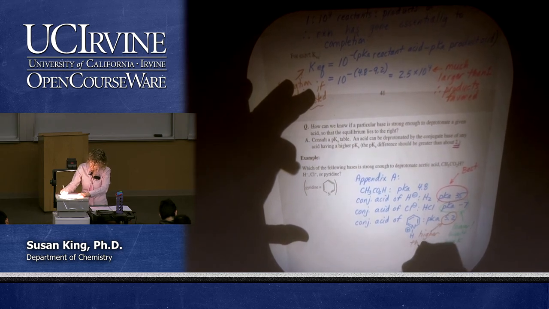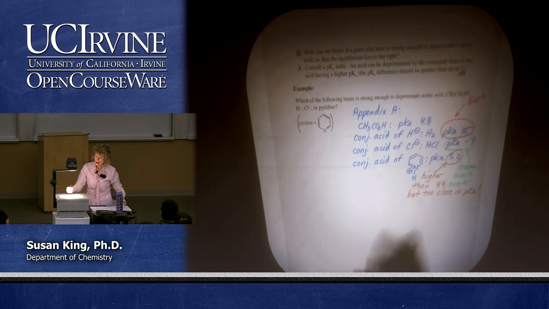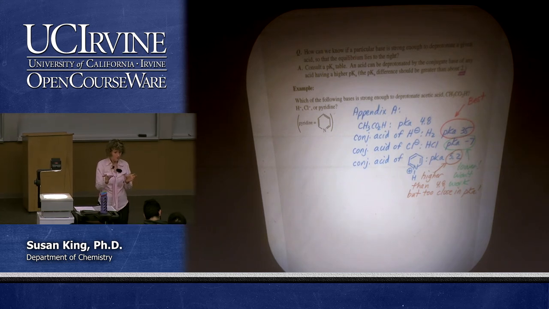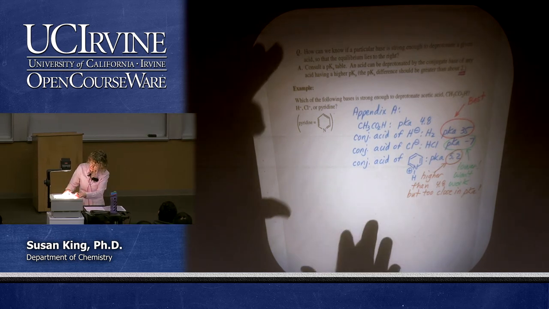So higher than 4.8, but too close in pKa. So that won't work. So what's going to happen is if we use pyridine to do our deprotonation, everything rounded, we're going to get about a 50-50 mixture, which is not useful if we want to completely deprotonate acetic acid. So let's look at that. So check out the equilibrium here.